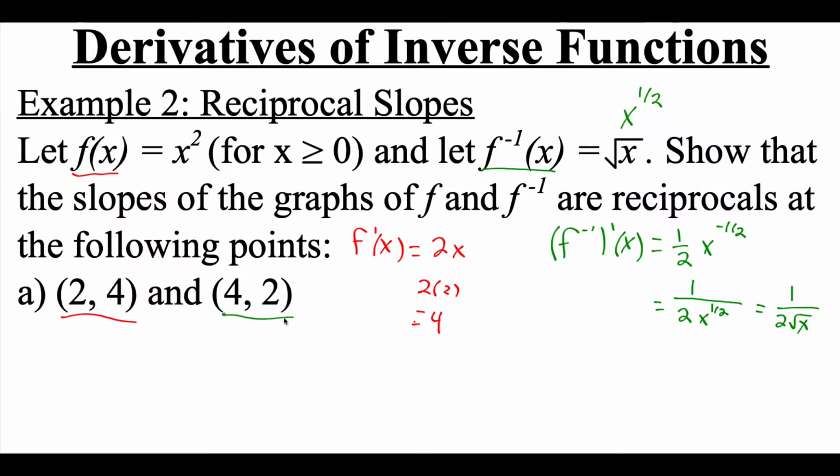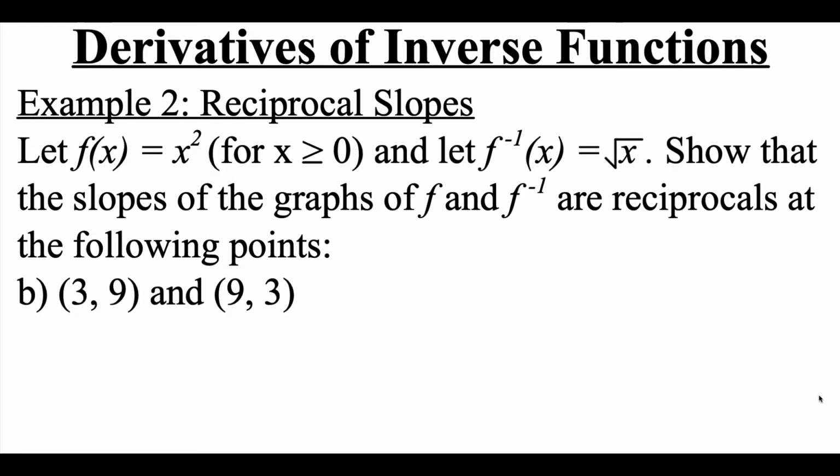But now we want to look at using this point (4, 2). If I want to find the slope there, I have to plug in that x value of 4. So this is going to say 1 over 2 times the square root of 4. Well, we know that the square root of 4 is 2, multiplied by that other 2 on the bottom, and we're going to get 1/4. So we have verified that these slopes are, in fact, reciprocals of each other. Our function f had a slope of 4 at the point (2, 4), but if we flip-flop those ordered pairs and make it (4, 2), and then look at the slope of the inverse, that was 1/4. So those are reciprocals of each other.